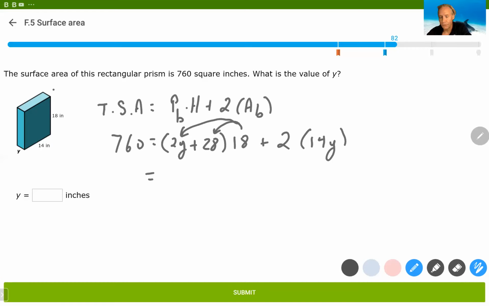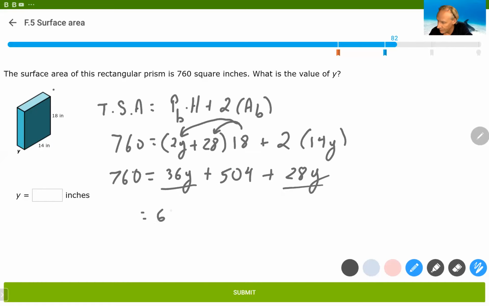Notice I did formula, substitute. I'm going to simplify. That's going to be 36y. 28 times 18. Can't believe I'm using a calculator for this, but there you have it. 504 plus 28y. And we're still simplifying. I've got to put the 36y with the 28y, and that's going to be 64y. Now, 64y plus 504 is equal to 760. And then I can solve this for y.